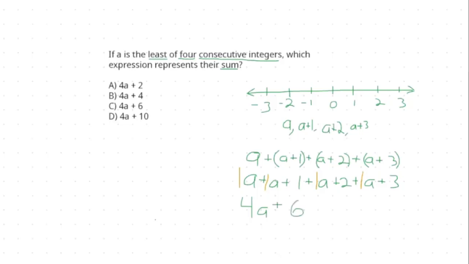So 4A plus 6 condenses everything, and it also gets us to our final solution. So the answer choice that represents the sum of four consecutive integers when A is the least of those integers is answer choice C.